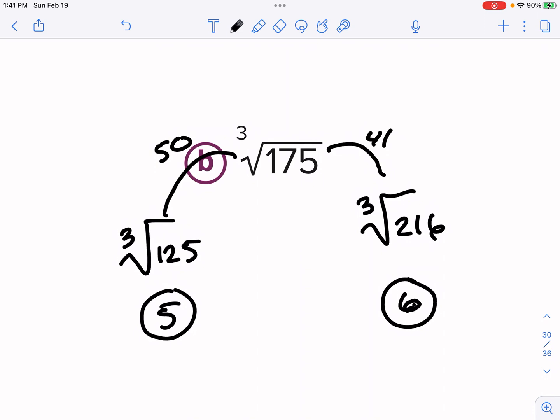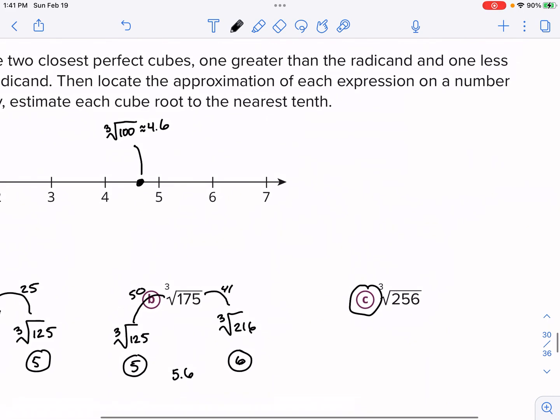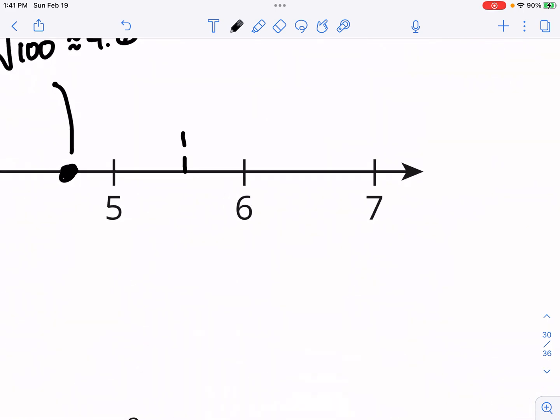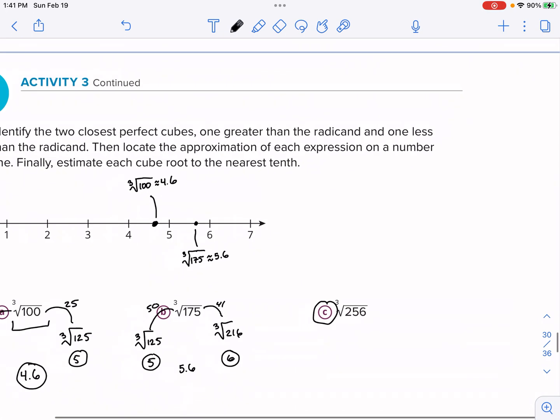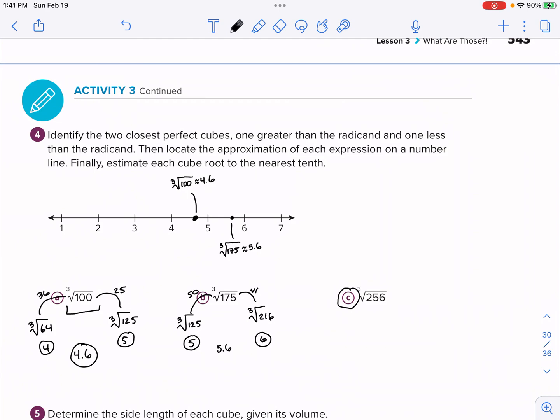So not that much closer, so it would be between 5 and 6, so this has got to be 5 point, looks like we're going to end with another 6 in our tenths place. So let's put 5.6 here, right? If this is 5.5, 5.6 is probably somewhere right there. Okay. Let's go ahead and put for this, this is approximately the cube root of 175, which is about 5.6. Okay. All right, and then C is a you do.